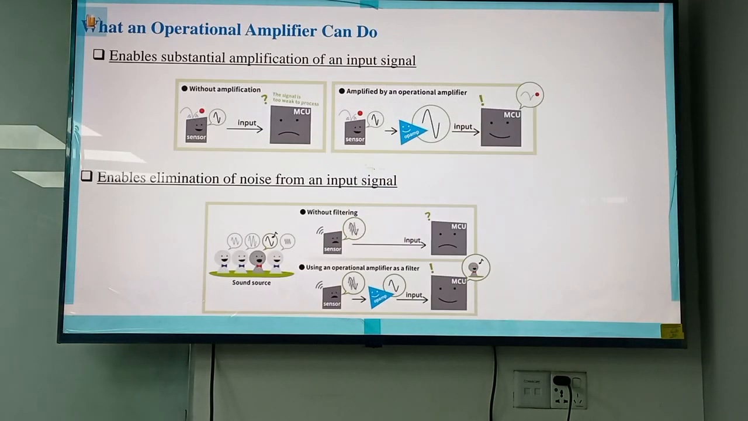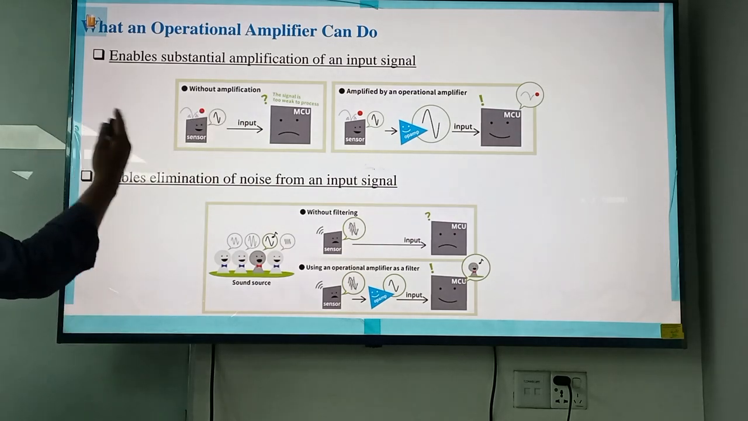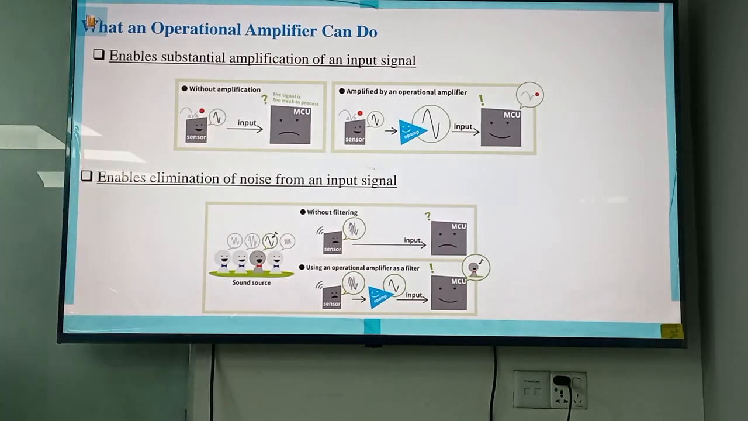And now, what can an operational amplifier do? What is the importance of an operational amplifier? We will discuss this here. First of all, it enables substantial amplification of an input signal. Okay. So you provide a signal, and you are able to amplify this weak signal, right? See, without amplification, say you have a sensor, and the sensor provides some output, and that output is the input to the microprocessor. MCU means microprocessor unit. Okay.